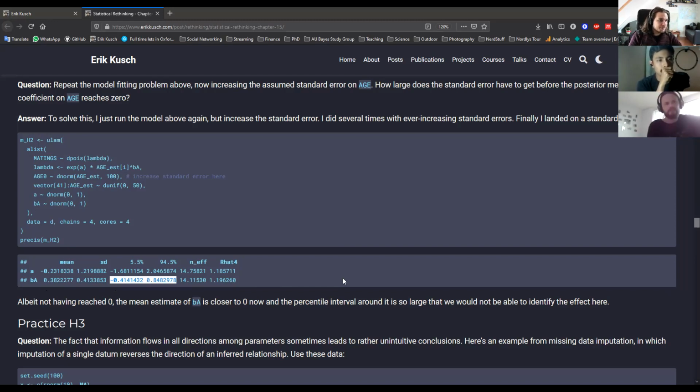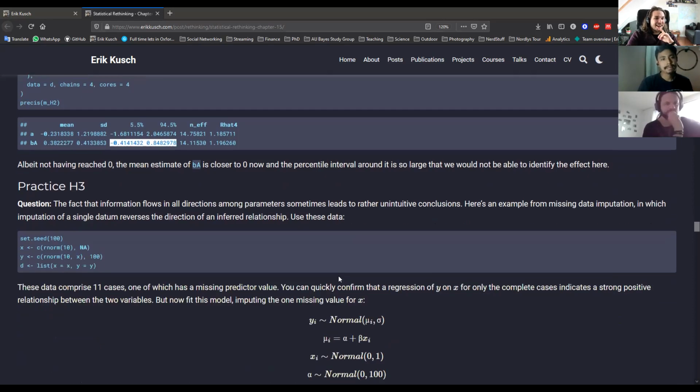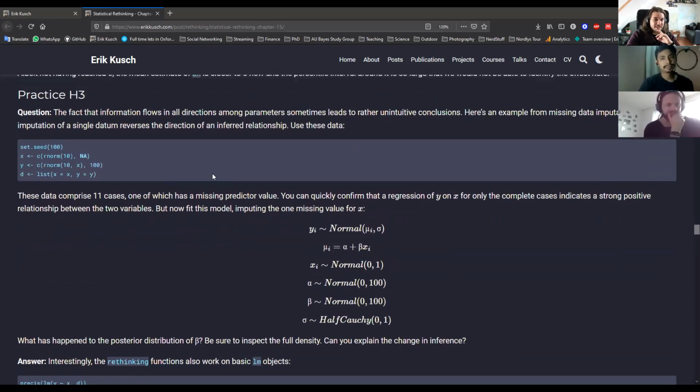And that's just where I stop. It's also ridiculous having like an error on like 100 years. Right? Makes no sense. All right, moving on to the second to last exercise, practice H3.